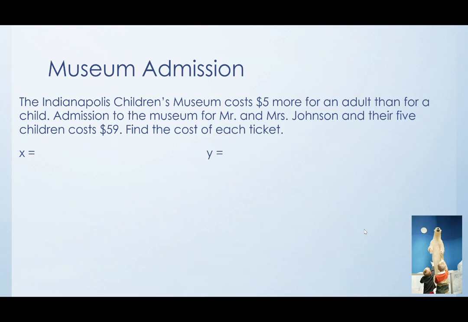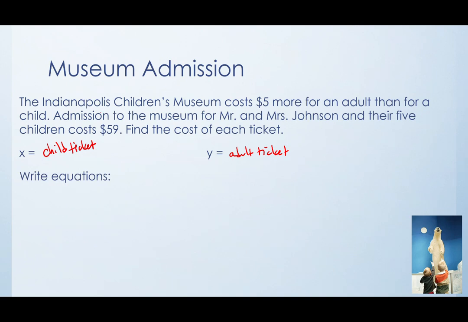So first thing we might say, well, let's let x be the child's ticket and y be the adult ticket. But if you define them the opposite way, that's okay too. We're going to write our equations.